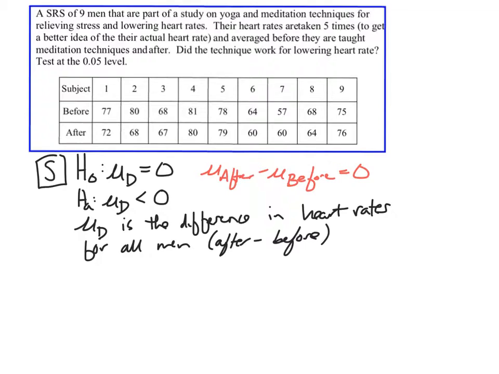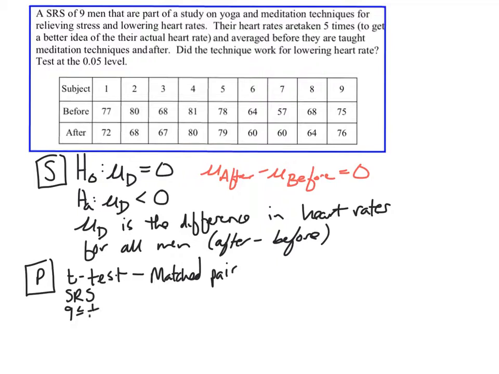Next, our plan. Well, our plan, we have to first of all say that we'd like to do a t-test. It does say it was a simple random sample, so that's our condition. Oh, by the way, with t-tests, let's also say we're doing a matched pair. Let's be clear that that is the type of test we're doing. We have 9 men, so 9 is less than or equal to 1/10 of all men, maybe that would learn the technique. Okay, we're trying to generalize this a little bit.